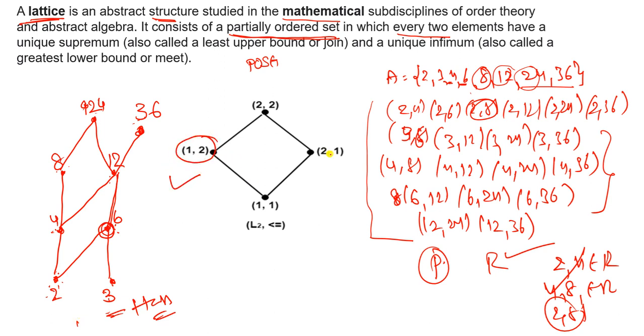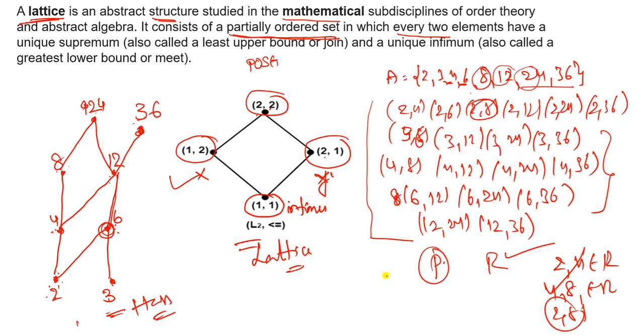See the example here: 1, 2 and 2, 1 are two elements. For these two elements, this is the supremum, the upper bound, and this is the lower bound, which we call the infimum. If it exists, then we can say that it is a lattice. In mathematical terms, it is from order theory and abstract algebra. It consists of a partially ordered set, which means it is reflexive, antisymmetric and transitive. If it is a poset, then we can draw the Hasse diagram. After drawing the Hasse diagram, you have to check every two elements for an existing supremum and infimum.